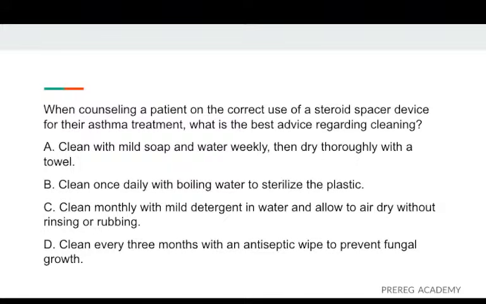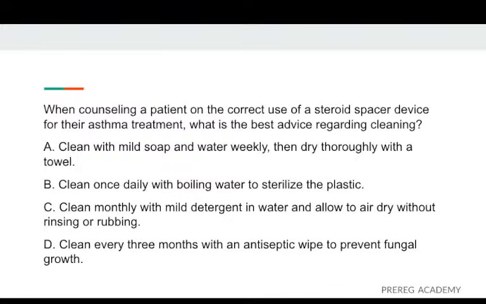Using a spacer device with a metered dose inhaler helps to ensure that more drug gets to the lung. What's the other advantage of using a spacer device with a metered dose inhaler? Anyone? Yes, thank you, Jim. It reduces the risk of oral thrush. Patients on steroid inhalers would benefit from using a spacer device because it reduces their risk of oral thrush.